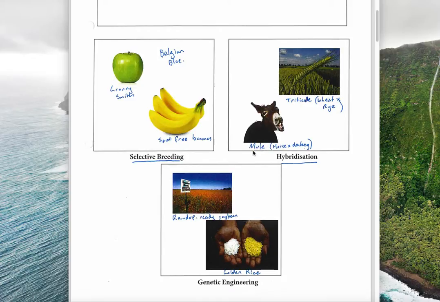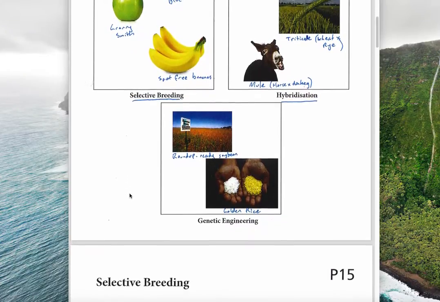And examples are, if we're talking about animals, a mule is a cross between a horse and a donkey, and they are obviously different species, and they're infertile. They can't then reproduce any further. A plant example of hybridization is triticale, which is a cross between wheat and rye. And as we'll see shortly, you get a combination of the features between wheat and rye. So the key here is hybridization is crossing different species, and selective breeding is crossing two of the same species from different varieties.